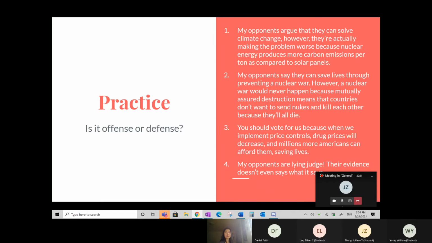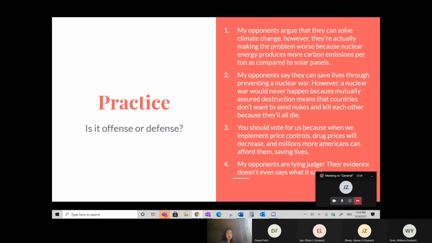So the first one: my opponents argue that they can solve climate change. However, they're actually making the problem worse because nuclear energy produces more carbon emissions per ton as compared to solar panels. Is this offense or is this defense? Defense. Okay, somebody said defense. Offense? Okay, Juliana said offense. Anyone else?